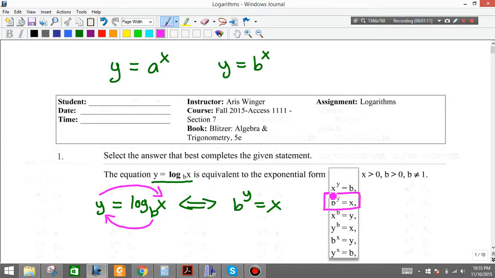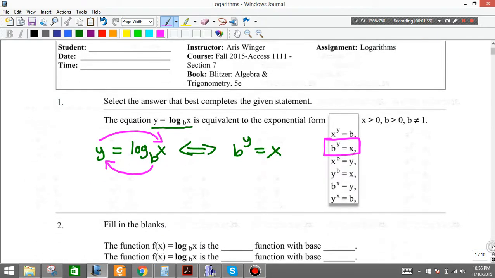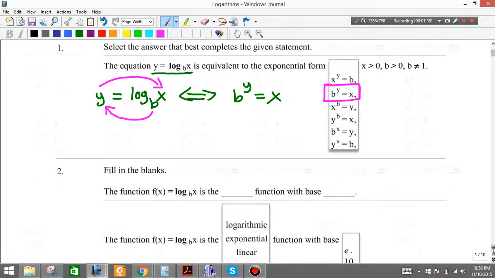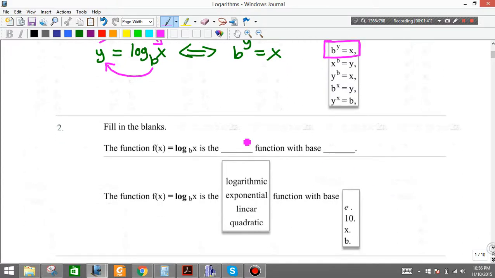That's the answer to number one. In words, I cannot stress this hard enough: the log is the power, or the exponent. The log is the power. I'm probably going to say that 15 to 20 times in the next 15 minutes or so. The answer is b to the y equals x. When I write f of x equals log base b of x, this is the logarithmic function with base b.